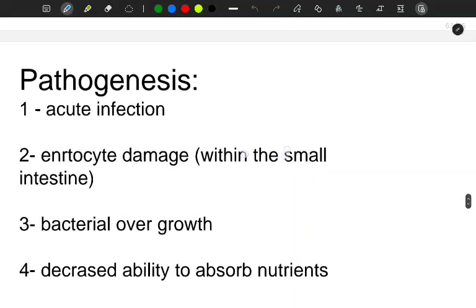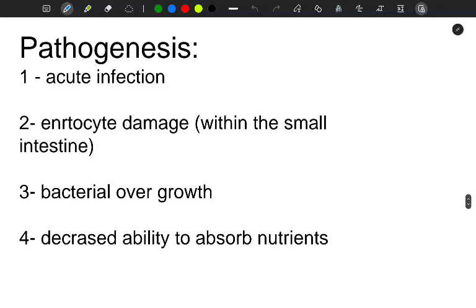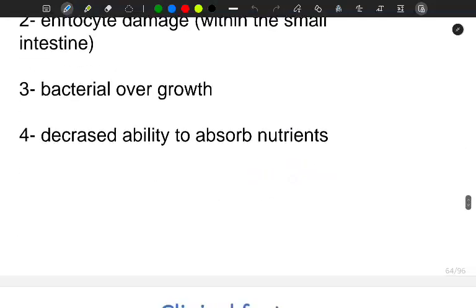Pathogenesis: acute infection, enterocyte damage, bacterial overgrowth, and inability to absorb. This is the classic picture. Presentation includes diarrhea, bloating, abdominal cramps, weight loss, anorexia, fatigue, and megaloblastic anemia, where B12 is the most affected. Also edema, hypoproteinemia, hypoalbuminemia, pallor from B12 and iron deficiency, and night blindness and Bitot spots from vitamin A deficiency.